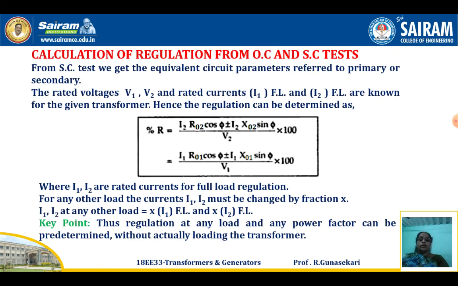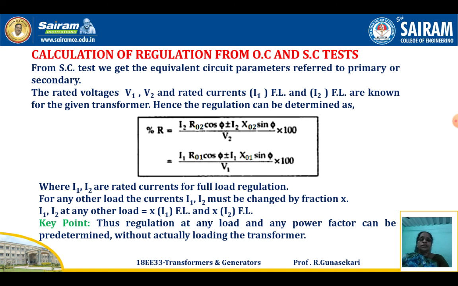How to calculate the regulation from the OC and SC tests: the unit of regulation is also percentage. The percentage regulation equals I2 R02 cos φ plus or minus I2 X02 sin φ, divided by V2, into 100. Here, R02 and X02: all the meters are connected on the secondary side only. So by using the short circuit test, we got the values of R02 and X02, and I2 we also know, V2 we also know. That's why we can calculate.